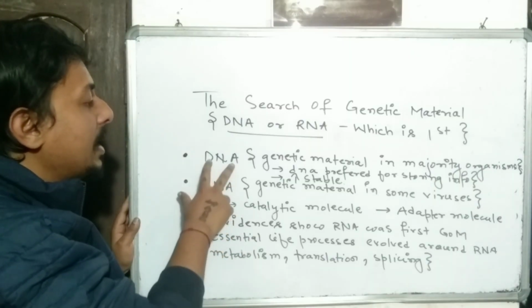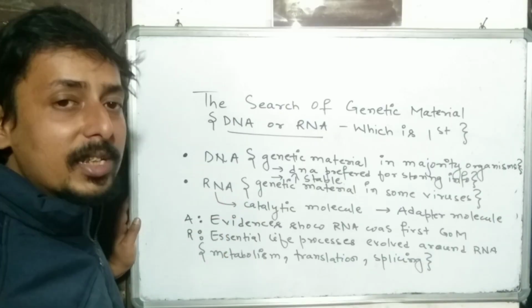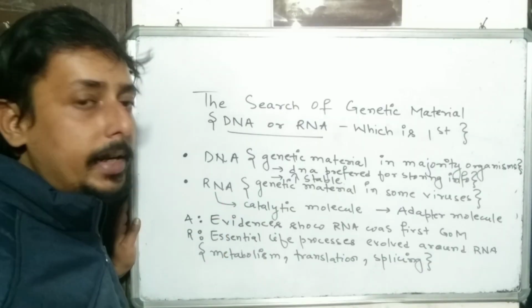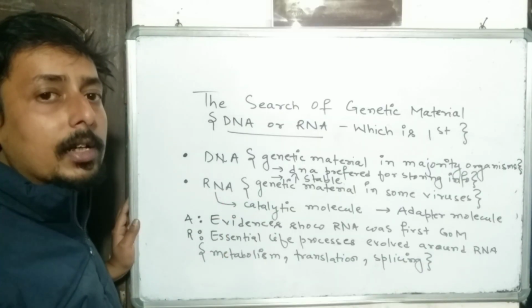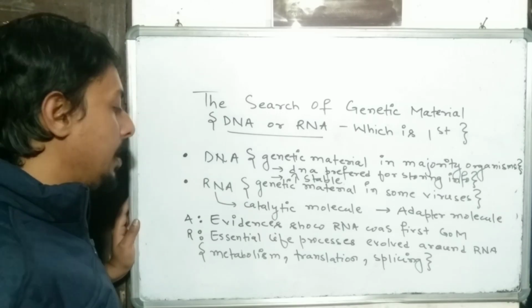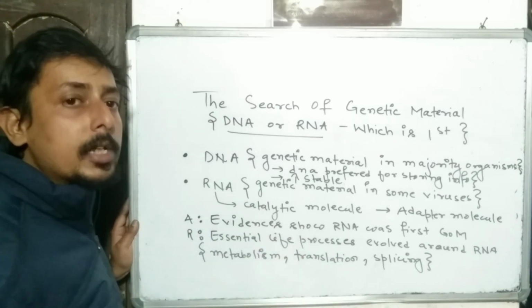Which is the genetic material, DNA or RNA? Obviously DNA is the main genetic material. But if sometimes the question says first genetic material, then you have to say RNA because of the following reason.